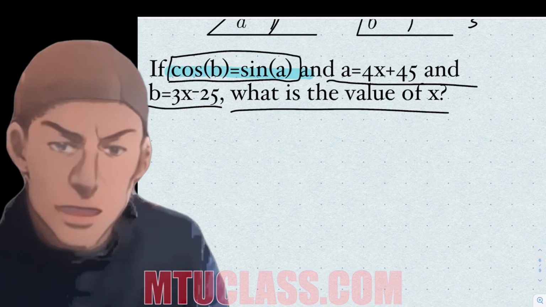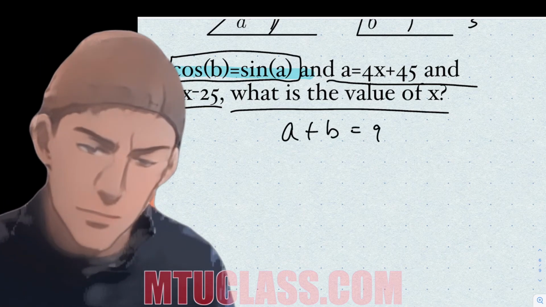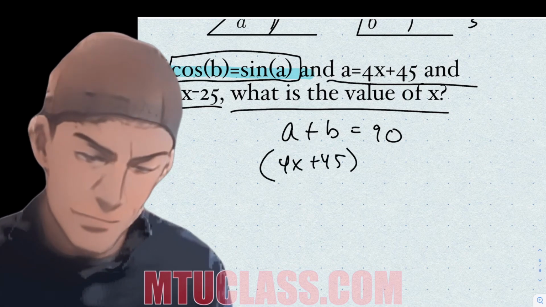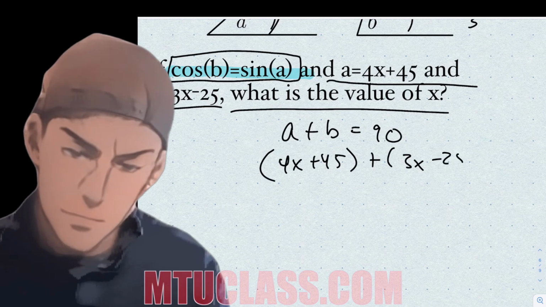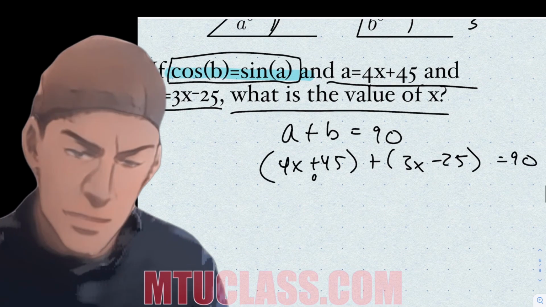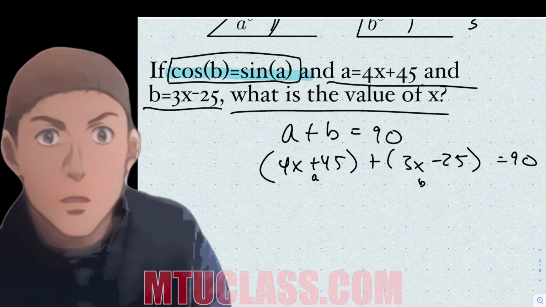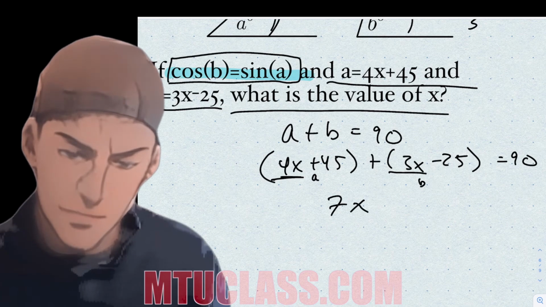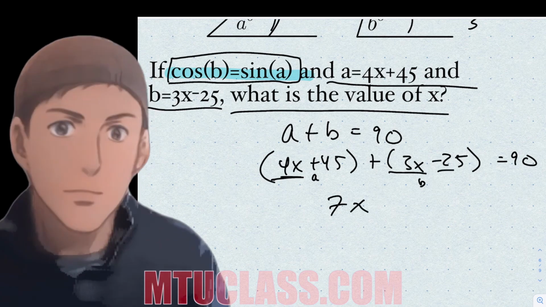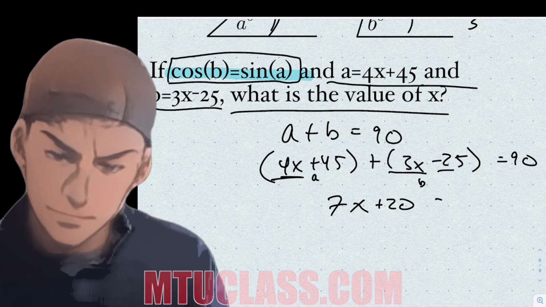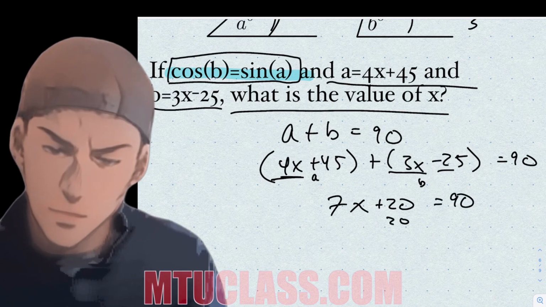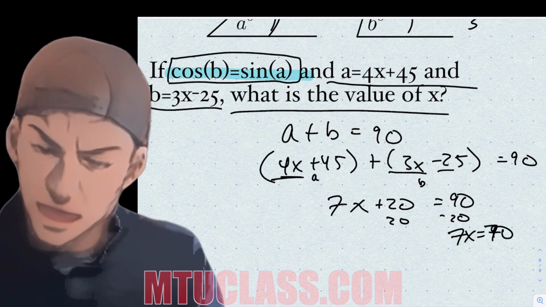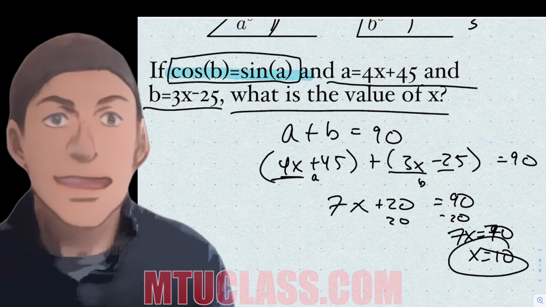All I do is say, look, if I know A plus B equals 90, then I know that 4x plus 45 plus 3x minus 25 equals 90 as well, because this is A and this is B. So all I do is combine like terms. My 4x and my 3x go together. That's 7x. And this 45 and this 25 go together, so that's 20 plus 7x equals 90. I subtract 20 from both sides and I get 7x equals 70. So x equals 10. That's all I have to do.